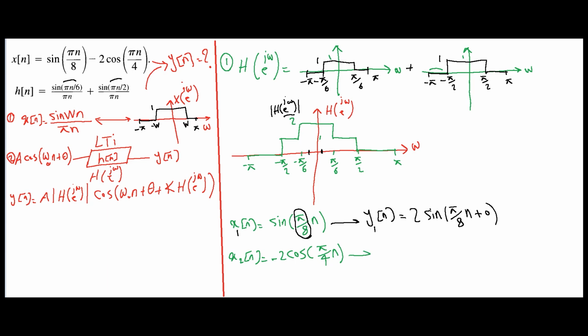The second part of the input is minus 2 cos(π/4 n). At the frequency π/4, the magnitude of H is equal to 1 and the phase is again 0. Therefore, the output corresponding to this part of the input is exactly the same as the input, which is minus 2 cos(π/4 n).